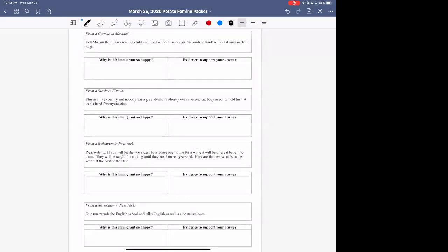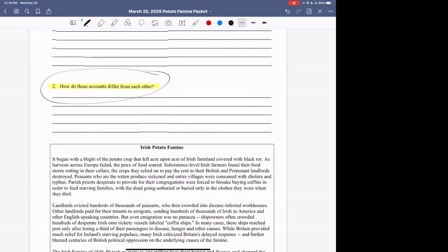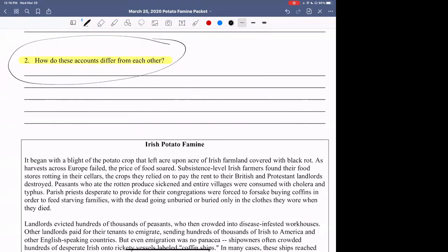Okay, I'm going to flip the page. And I want you to answer this question, number 2. How do these accounts differ from each other? And you can also maybe add in, how are they similar? So about 30 seconds, get something down on paper and have some thoughts ready, because I'm going to call on about 1 to 2 scholars to share.